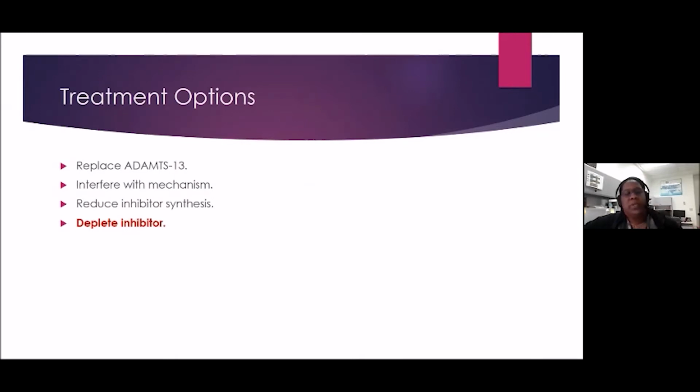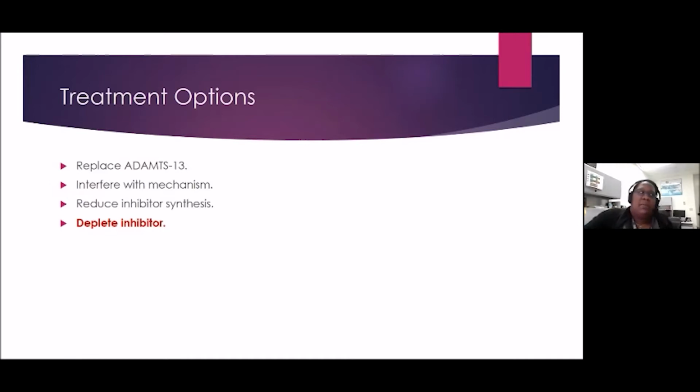So with TTP, there are some options to treat it. One thing you can do is replace ADAMTS13 with plasma. You can interfere with the mechanism of TTP, which is the von Willebrand factor interacting with the platelets to cause thrombosis. And then these multimers in turn cause shearing of the red cells. So you can interfere with the mechanism by using a drug called Cablivi, which we will talk about later.